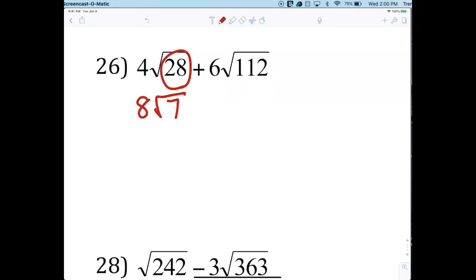Now, can someone tell me what probably would be something to check for 112? Because I don't feel like doing it all. Nope. Say it again. What number? Since I don't know, 7. Why would I choose 7? Because the 7 is on the other side. Because the 7 is on the other side.